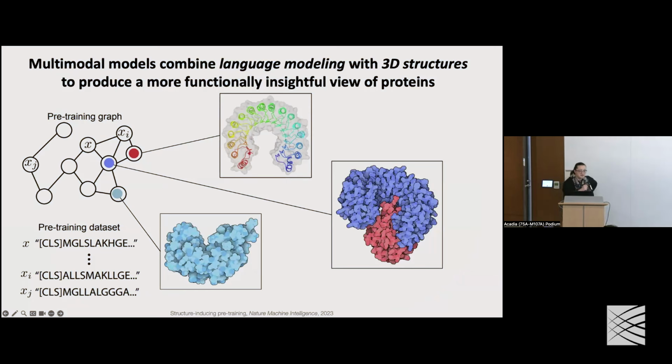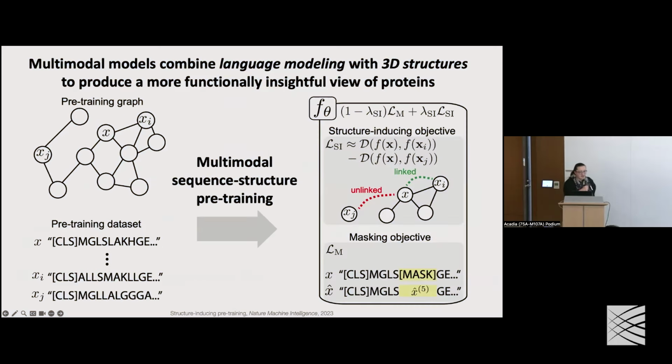The way we approach that is by developing a protein language model that combines the language modeling objective with a link prediction objective on 3D structures, to provide a more functionally insightful view of proteins. A recent model called SIPT, structure-inducing pre-training, augments the language modeling objective with an additional term, which we call the structure-inducing objective. So our SIPT model is simultaneously optimizing the language modeling objective through masking, and also generating an underlying latent space of proteins in such a way that the latent space is informative and predictive of interactions, considering the 3D structure of proteins.